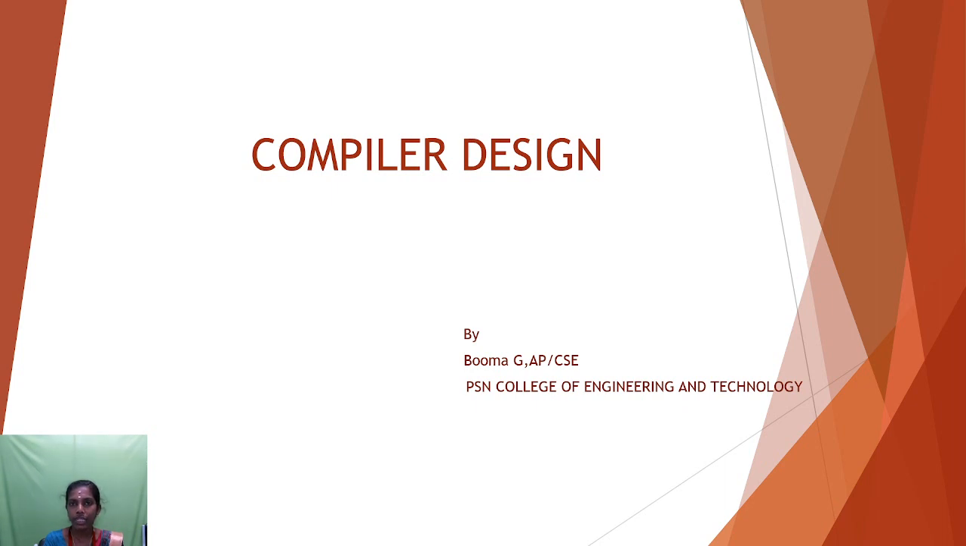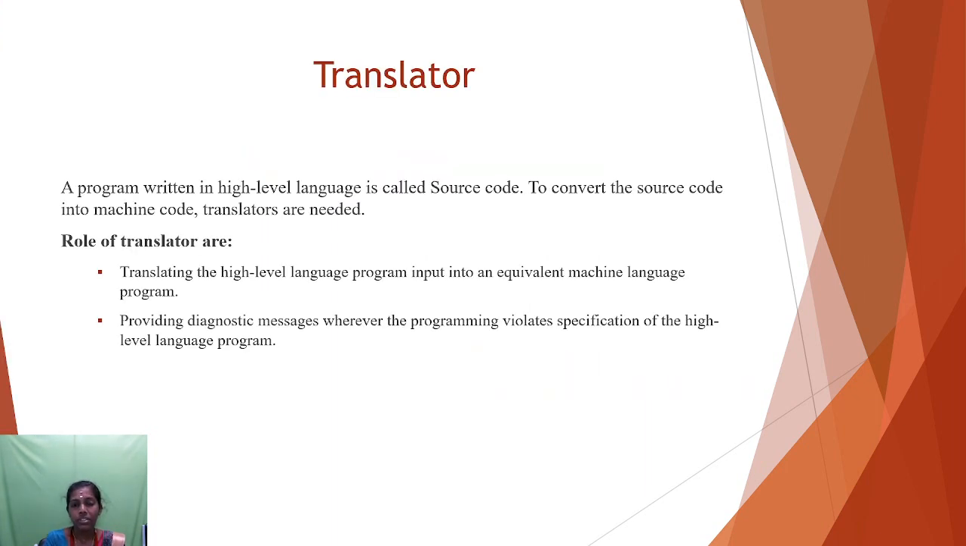This session is about the phases of a compiler, which comes under compiler design. So what is a compiler? Without a compiler, we cannot run a computer program. Before getting to the topic, we should know about the translator. So what is a translator? A translator is a converter which converts the high-level programming language into machine language.